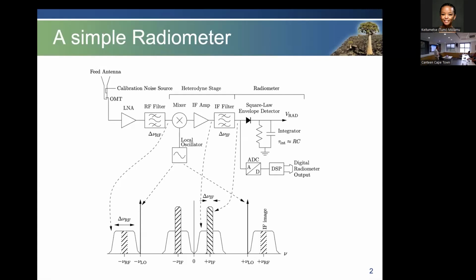The electronics is cheaper. The technologies are easier to deal with. We put in more amplification. We put in more filtering. And then we have a power detector. So this is the whole thing about a radiometer. We have a power detector.